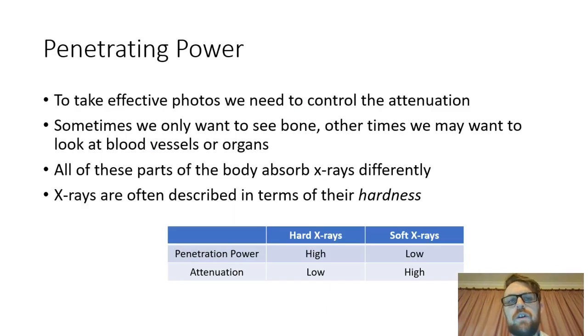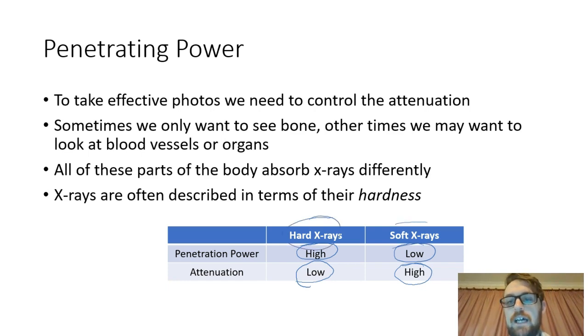Now we've got this other word, penetrating power. To take effective photos or X-rays, we need to control the attenuation. Sometimes if we want to look at bones, we want to penetrate a little bit further than if we want to look at blood vessels or organs. So if we want low attenuation, low scattering, low absorption, we have to have high penetrating power. We have to penetrate more. And if we want high attenuation, so we want those muscles and organs to absorb our photons, we have to have a low penetrating power.